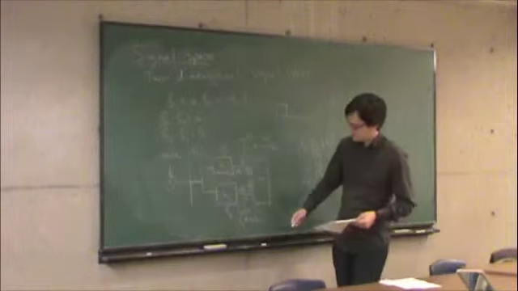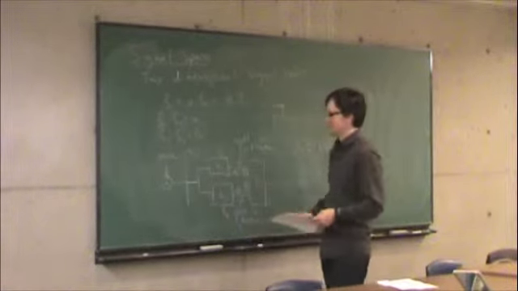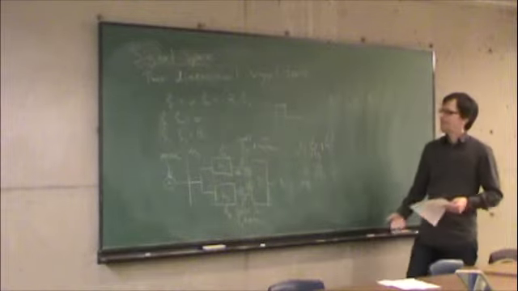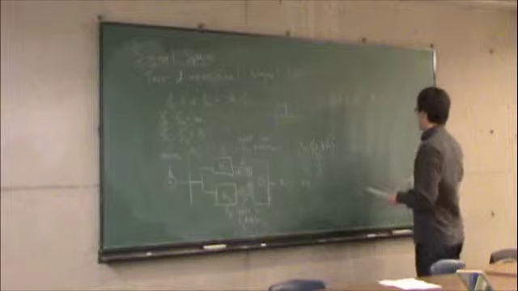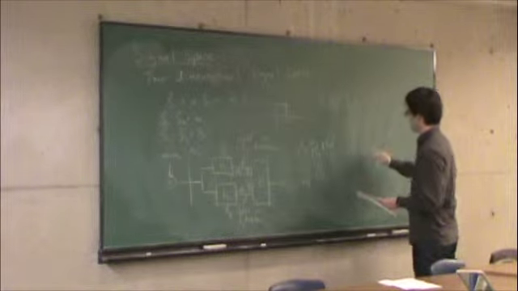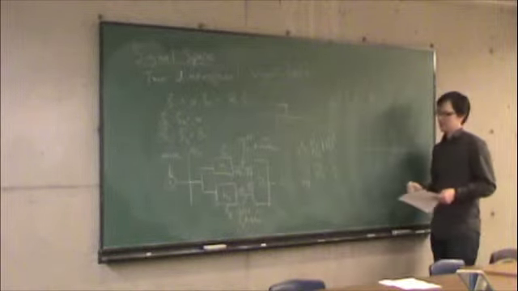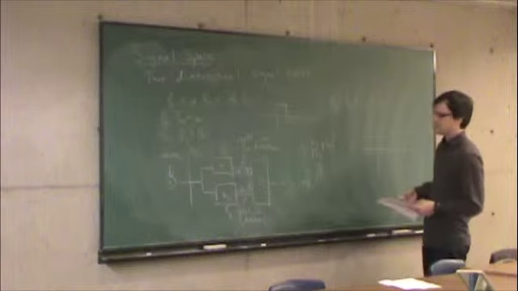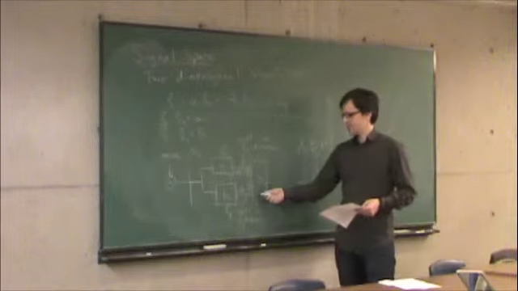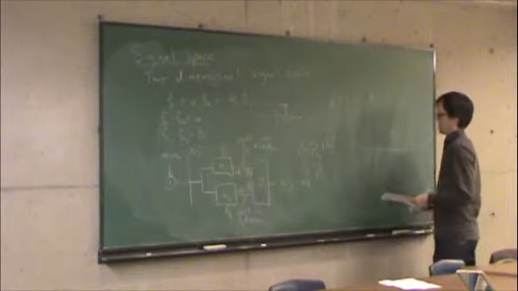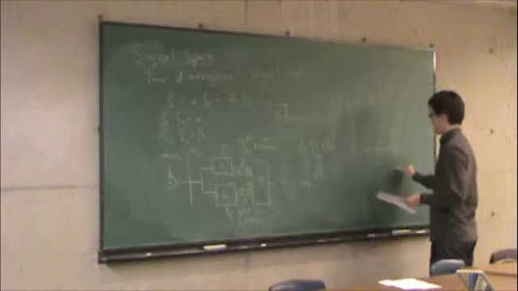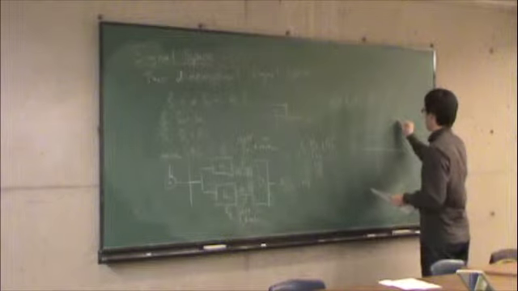Okay, so this takes care of everything up to the decision device. So we have a two-dimensional signal space. The decision device takes both of the dimensions as inputs. So let's say we have a signal space that looks like this.